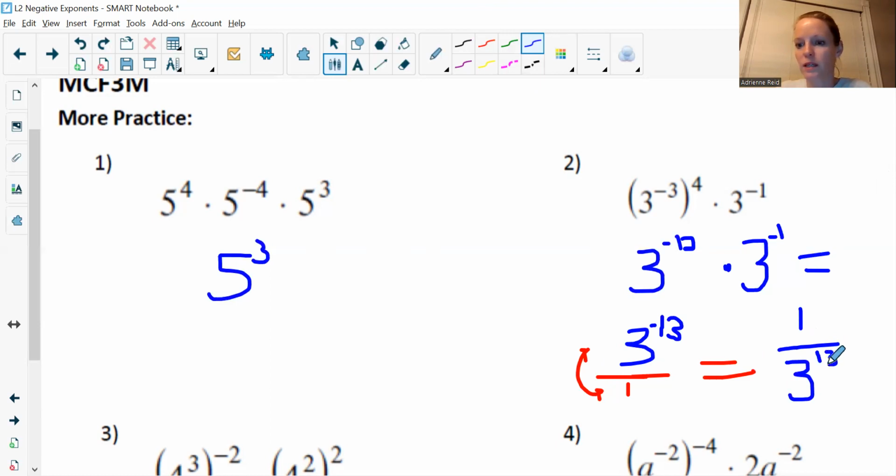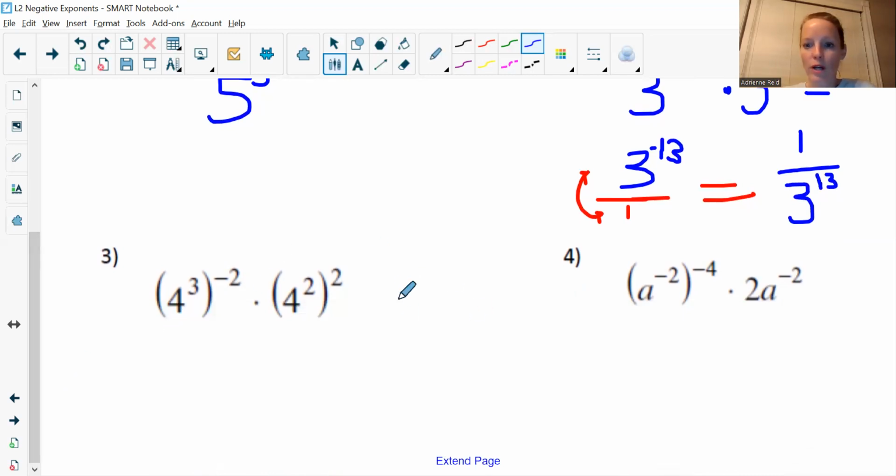We could evaluate this. It's going to be a really small decimal. So for now, we're just going to practice applying the exponent rules, but we could plug that in if we really wanted to. So again, I have to follow BEDMAS. I've got to do this exponent, then I'll do my multiplication rule, and then I have to deal with that negative exponent.